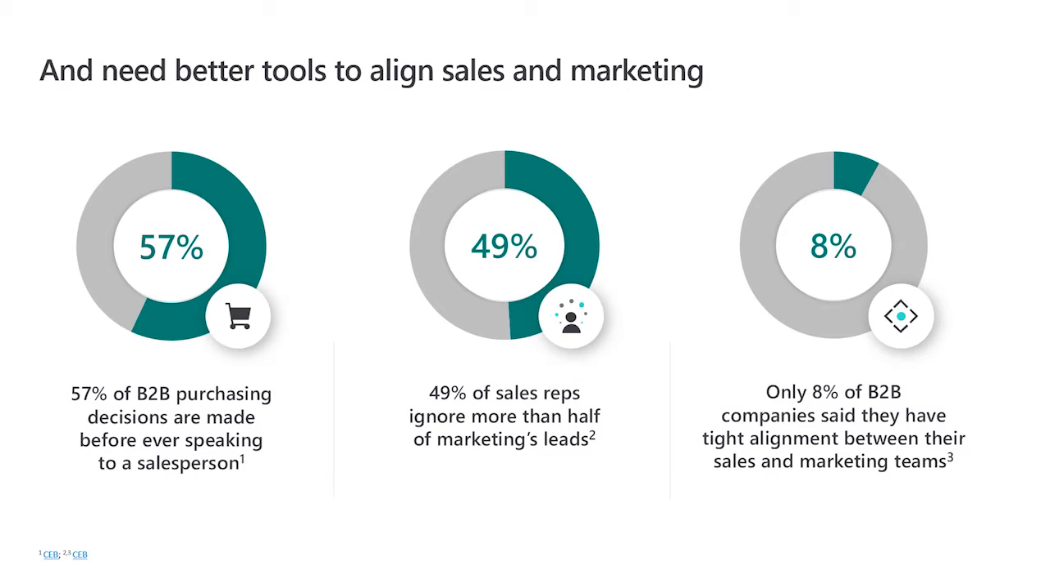Popular industry statistics, like the ones from CEB that we are showing here, tell you that about 57% of the B2B purchase decisions are made before prospects speak to the salesperson. 49% of the sales representatives ignore more than half of the leads produced by the marketing campaigns. Only 8% of B2B companies say that they have a good alignment between sales and marketing teams. These are critical challenges that prevent them from closing more deals.